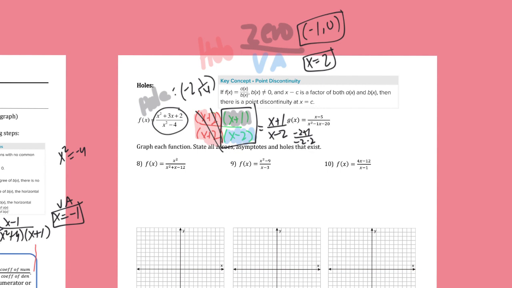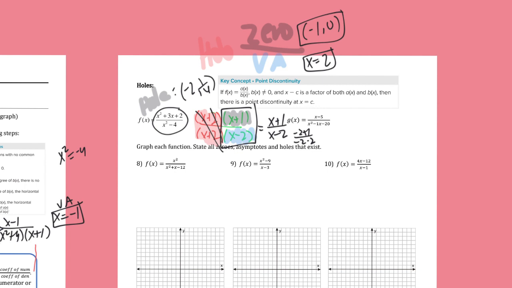Let me make sure I did that correctly. So negative 2 plus 1 is going to be negative 1 over negative 4, which is going to be 1/4. So yeah, that's going to be where the hole is. When you get to that point, you make an open circle there. So you put an x-intercept at negative 1, 0, you draw a vertical asymptote at x equals 2, and you make a hole at negative 2, 1/4. If there's a common factor, then you would do that.